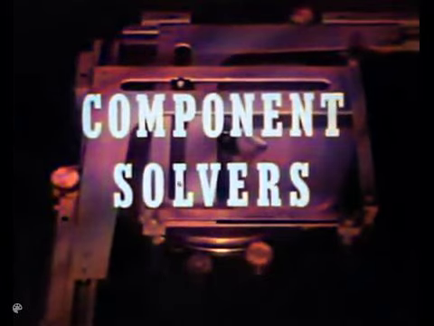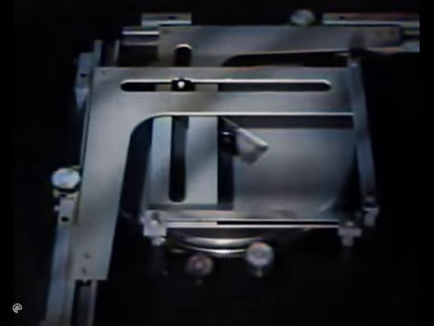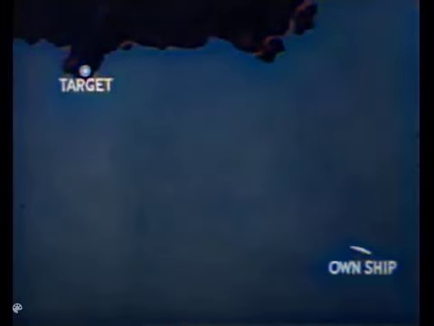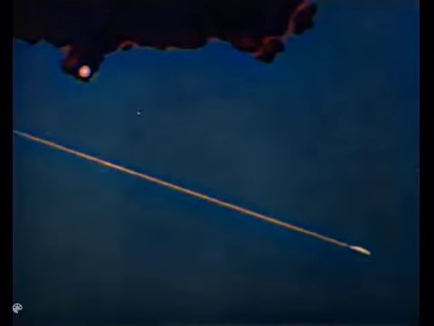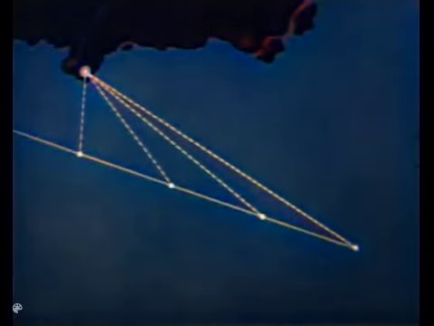Understanding the component solver depends on some understanding of the kind of problem it solves. As an example, we'll use this simple situation. The target is stationary, and own ship's course and speed are constant. With the ship's movement, range changes continuously. Target bearing, too, is always changing.